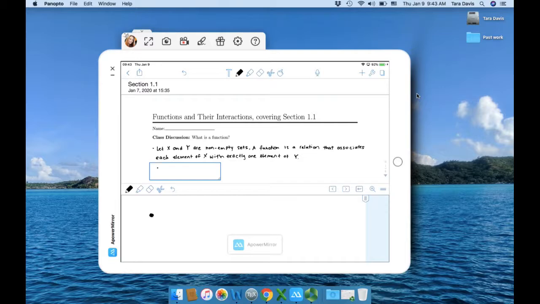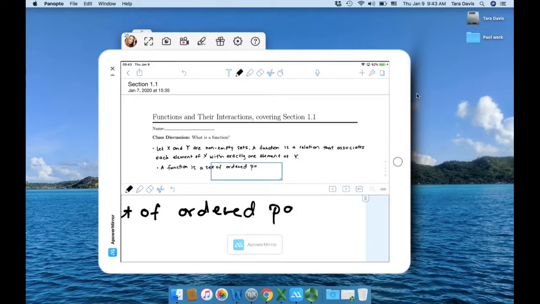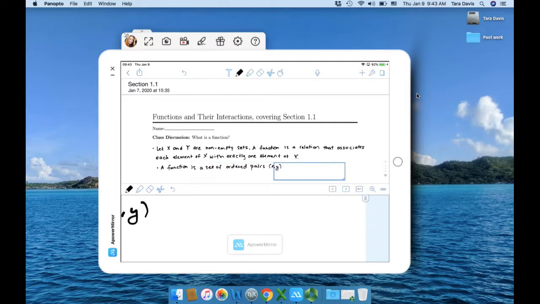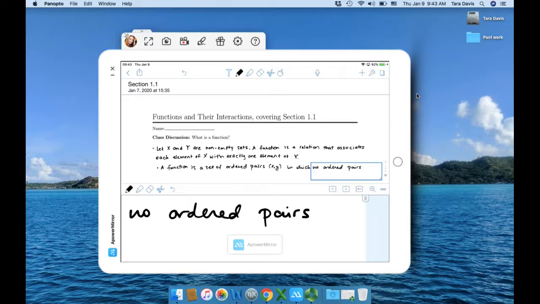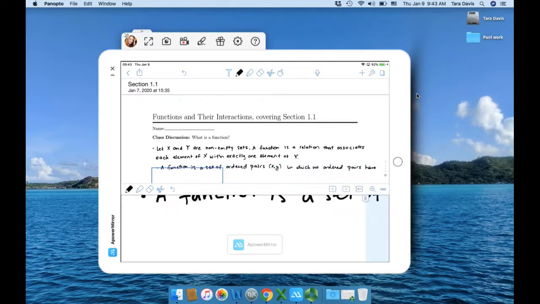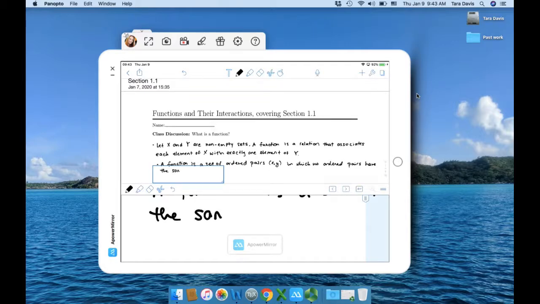Okay, so another way of saying this is that a function is a set of ordered pairs. So an ordered pair is just a pair, like (x, y), in which the order matters. So x is first and y is second. So that means x is being associated with y in this function. And then the second part will be that no ordered pairs have the same first element and different second element.